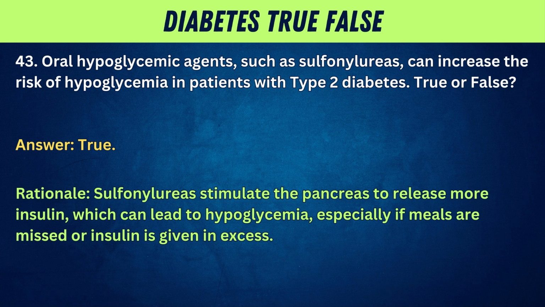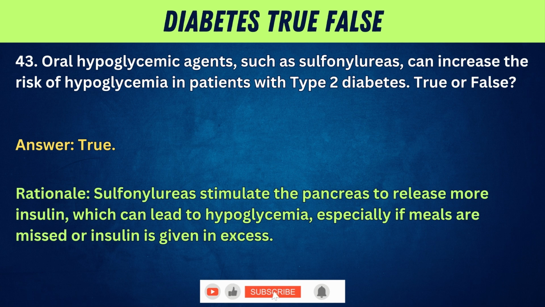43. Oral hypoglycemic agents, such as sulfonylureas, can increase the risk of hypoglycemia in patients with type 2 diabetes. True or false? Answer: true. Rationale: sulfonylureas stimulate the pancreas to release more insulin, which can lead to hypoglycemia, especially if meals are missed or insulin is given in excess.